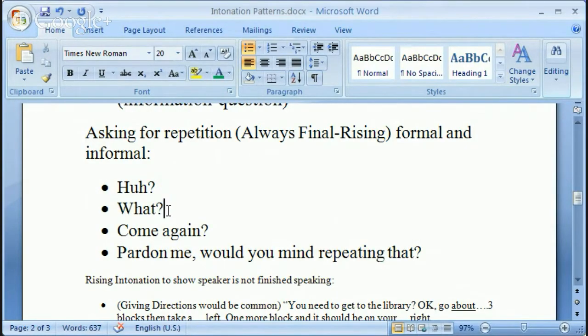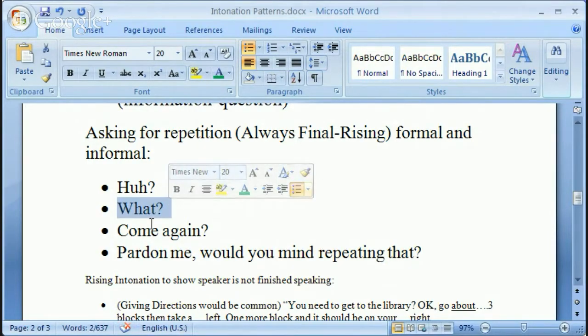For example, I can use rising or falling intonation with one word. I can say "What?" and that means please repeat. Or I can say "What." It means give me information. For example, my wife says, "Okay, I need you to make dinner." And I say, "What?" and she would say, "I need you to make dinner." And I might say, "What?" as in, what do you want me to make for dinner? So my intonation changes the meaning of the word.